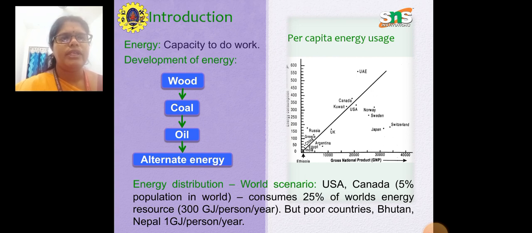So from the graph, you can see the GNP on the x-axis and the energy consumption on the y-axis, and you can see along the line various countries and how much energy they use. The USA and Canada use more energy, but the poor countries like Bhutan and Nepal use very little energy.